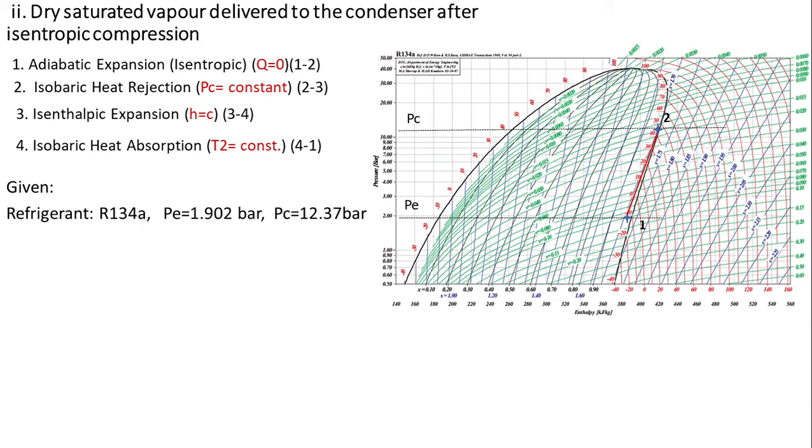It is not mentioned here, so you have to consider that you will get the saturated liquid, and the saturated liquid line means this dark line. So where it meets the condenser pressure must be point 3. You can draw a horizontal line from point 2 to where it meets the saturated liquid line, and that is point 3.